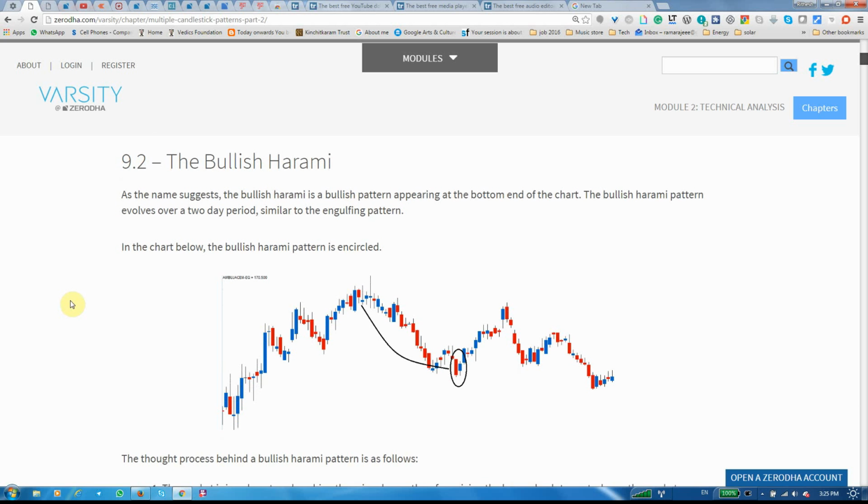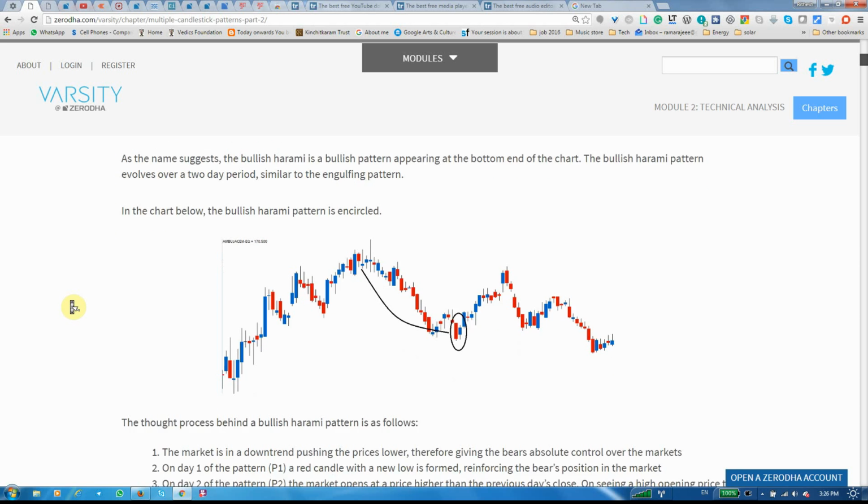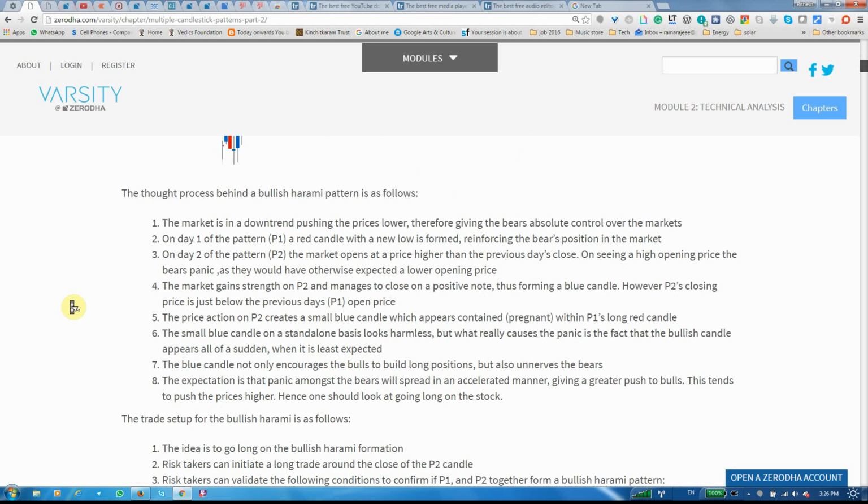9.2 The bullish harami. As the name suggests, the bullish harami is a bullish pattern appearing at the bottom end of the chart. The bullish harami pattern evolves over a 2-day period, similar to the engulfing pattern. In the chart below, the bullish harami pattern is encircled. The thought process behind a bullish harami pattern is as follows.